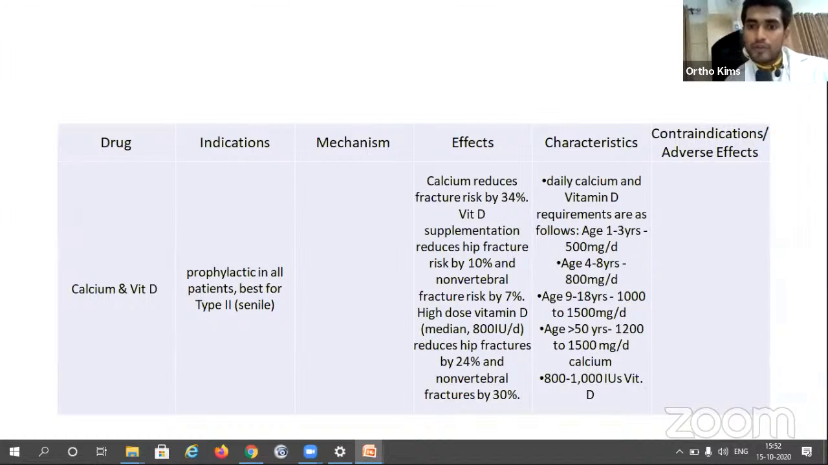Daily calcium and vitamin D requirements are as follows. Age 1 to 3 years, 500 milligram per day. 4 to 8 years, 800 milligram per day. 9 to 18 years, it is 1000 to 1500 milligram per day. Age more than 50 years, it is 1200 to 1500 milligram per day.